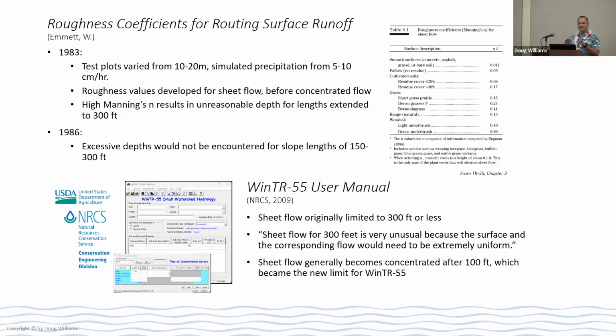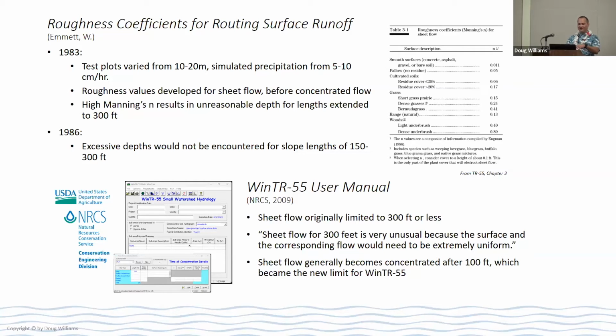And they concluded that that was the case for lengths up to 300 feet. So sheet flow for 300 feet. So a very long distance. I'll just point that out now. And then later in '86, they concluded the same, that it's more like 150 to 300 feet. You still have reasonable depths with these roughness coefficients. So at that time, that was taken forward.